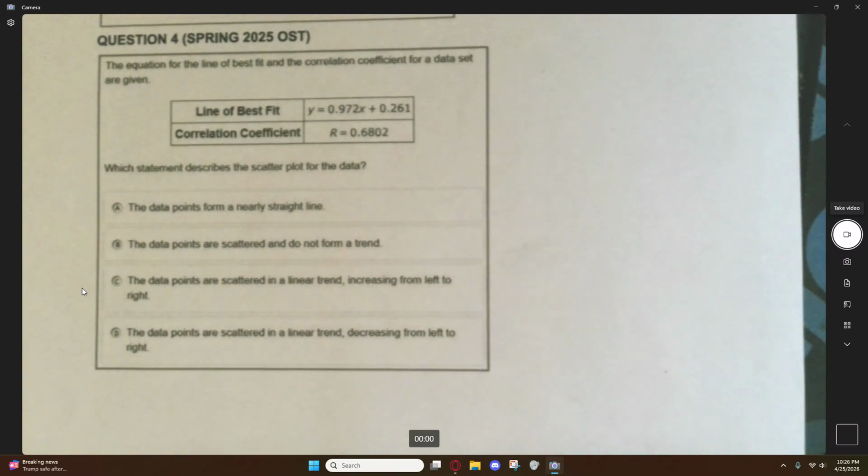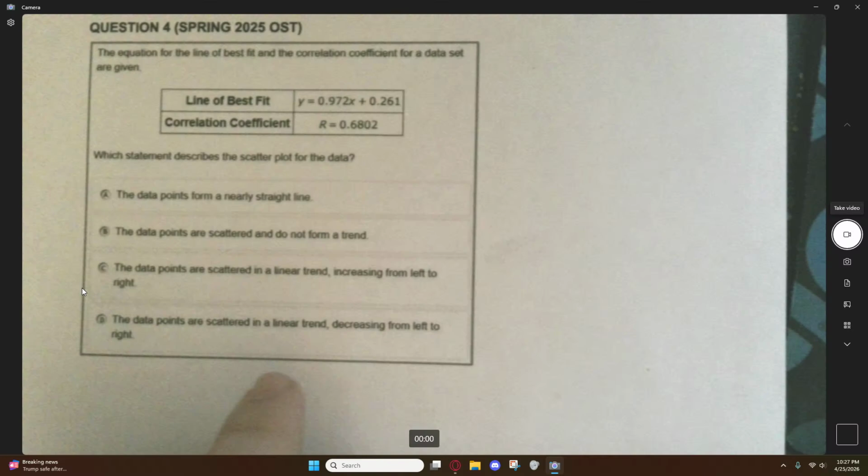Question 4. The equation for the line of best fit and the correlation coefficient for a data set are given. Which statement describes the scatter plot for the data? The data points form a nearly straight line. The data points are scattered and do not form a trend. The data points are scattered in a linear trend, increasing from left to right, or the data points are scattered in a linear trend, decreasing from left to right.